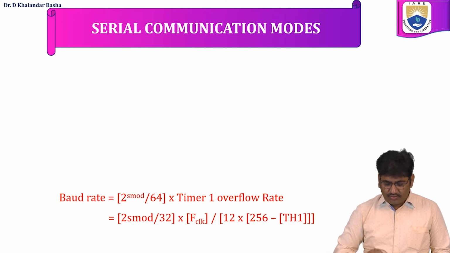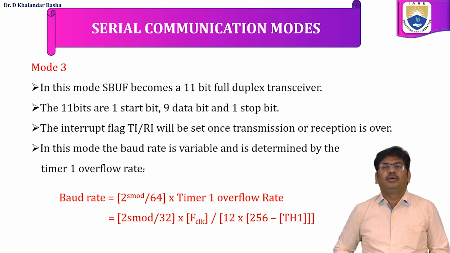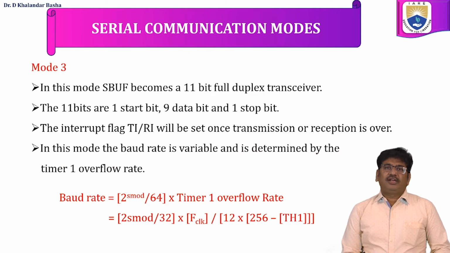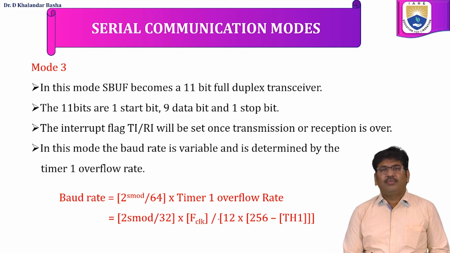In mode 2, we do not have this, it is a fixed value. The baud rate is calculated for mode 3 as 2 to the power of SMOD divided by 32 into timer 1 overflow rate, which will give us 2 to the power of SMOD divided by 32 into oscillator frequency divided by 12 into 256 minus the count loaded into the TH1 register of timer 1.